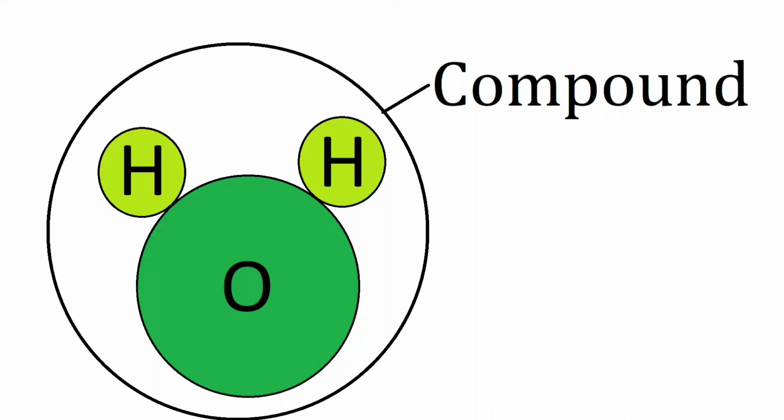A compound, however, is a group of chemically bonded elements. Seen in this example, we have oxygen and hydrogen creating H2O, which is the chemical formula for water.